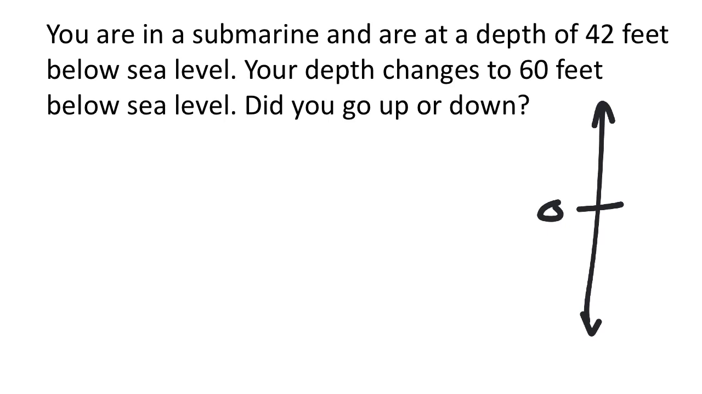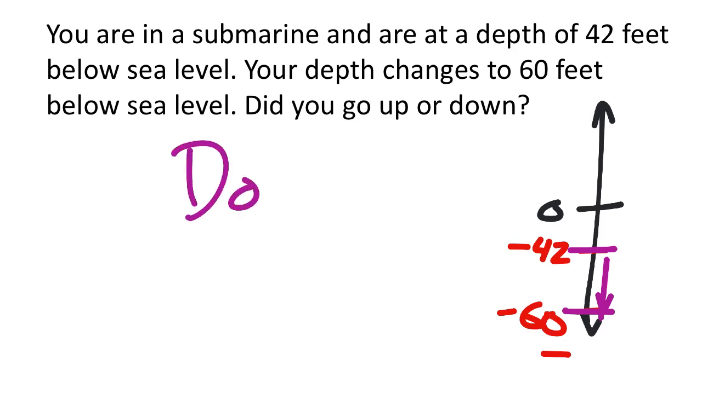But in any case, we've got 0 right there. Negative values are down, so I have a negative 42 right there. 60 depth is even farther down. That shows a negative 60. So if we start at negative 42 and we end up at negative 60, we can see that we went down.